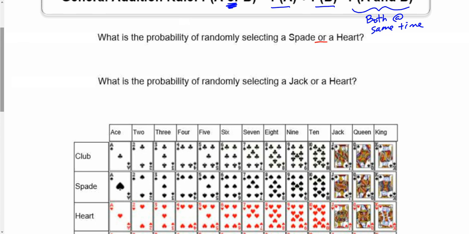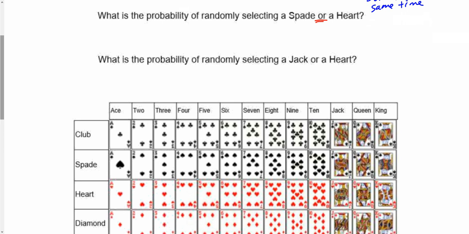When we see the word or, we have to decide, is it mutually exclusive? Here's a great visual to tell. We want to find the probability of selecting spades. Here's all my spades. We want to also find the probability of selecting hearts. Here's all my hearts. When I calculate these probabilities, is there any double counting going on here? No, there's no overlap. So when we do this, there's two ways you can do it.